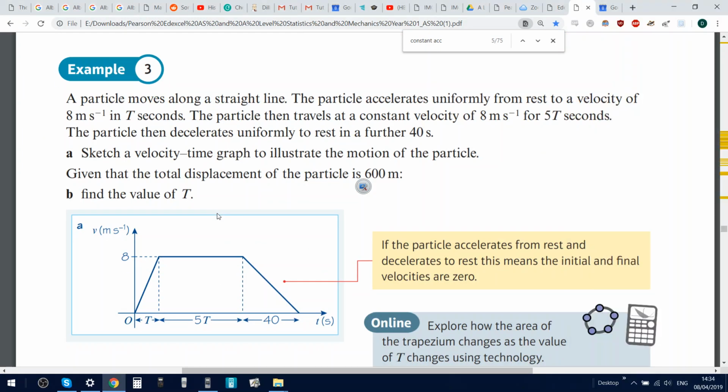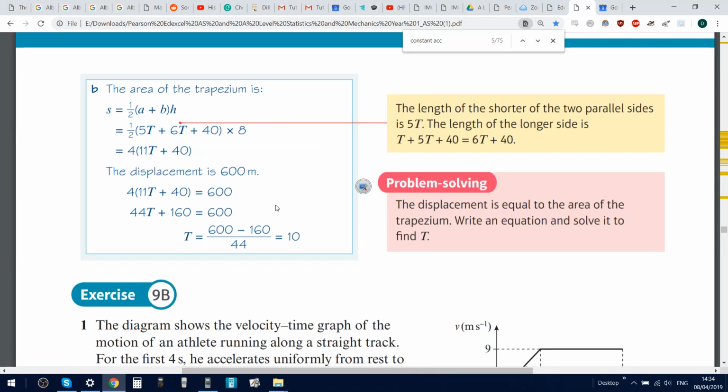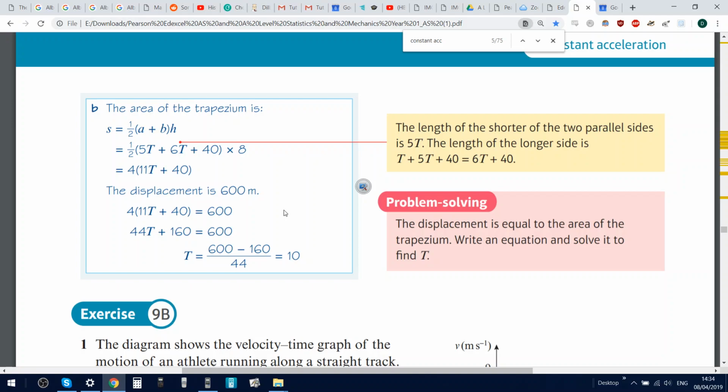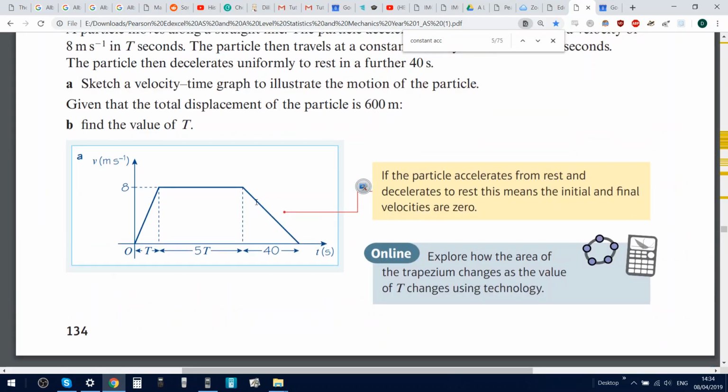Not an easy one. Let's see. And so T is 10. The displacement is 600. It's a half A plus B times H, which makes a half times 8 is 4. They said 11T plus 40. Where is the diagram?